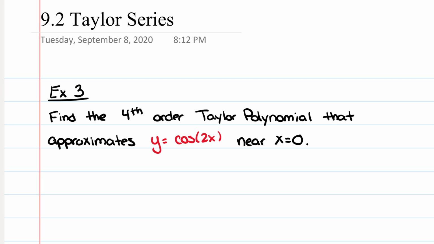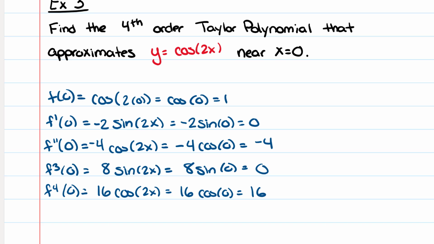9.2, example 3. In this example, we're going to find the fourth order Taylor polynomial that represents y equals cosine of 2x near x equals 0. So step 1, we have to find four derivatives. Now that we've done that over and over again, I'm going to say that this is the long way. This way will always work if you don't already know the Taylor polynomial for cosine or sine or another function.